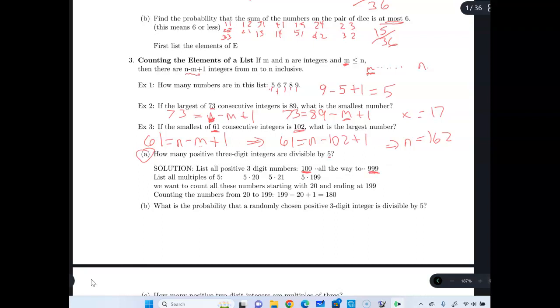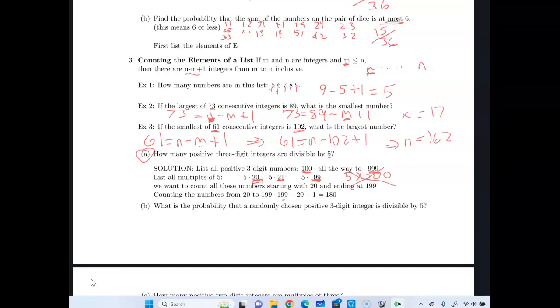So listing the multiples of 5, I'd have 5 times 20, then the next one would be 5 times 21, dot, dot, dot. And I would not go to 5 times 200 because that would give me 1,000. So I would stop at 5 times 199. So how many numbers do I have? I've got the number 20, the number 21, all the way up to the number 199. So to count those numbers, I would take 199, subtract 20, plus 1, and that gives me 180.